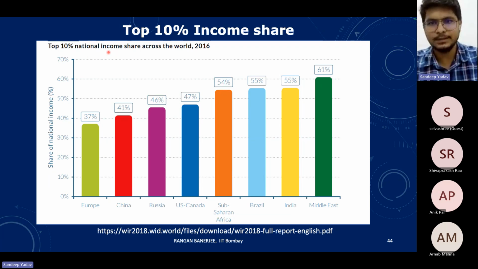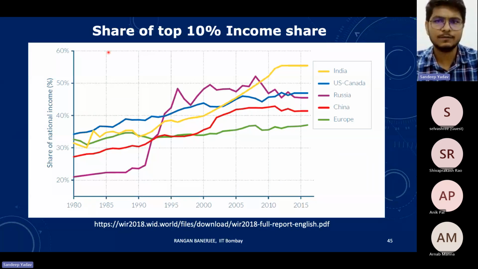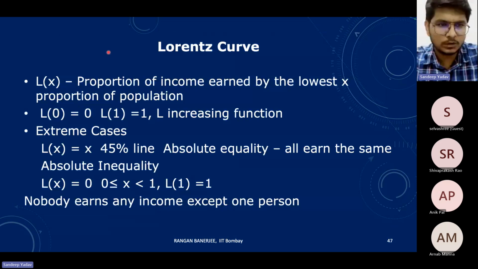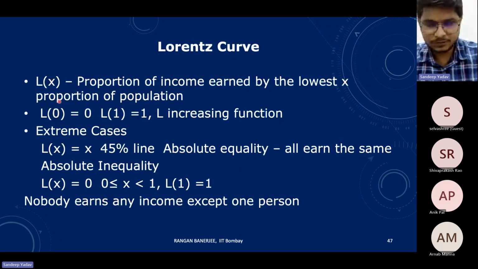And similarly, this top 10% with 55% will emit more and more emissions because their energy consumption will be higher. The same thing is given for the different countries, and for global inequality. The Lorenz curve, sir has explained; I will explain it in detail while solving the numerical.